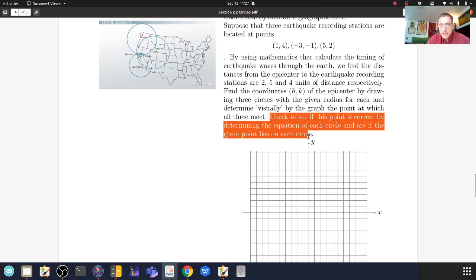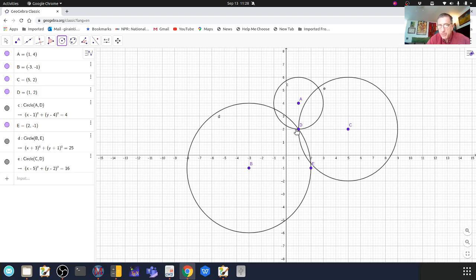So that's what we were asked to do, in case you didn't read. Check to see if the point we discovered graphically, from doing this graph right here, that's point D. D is 1 comma 2. We were supposed to sketch it on graph paper, but you literally need a compass to get that. And we verified that it does indeed lie on all 3 circles. So all 3 circles intersect at that single point.